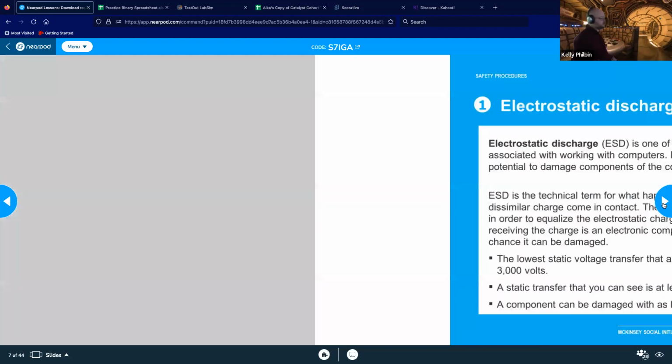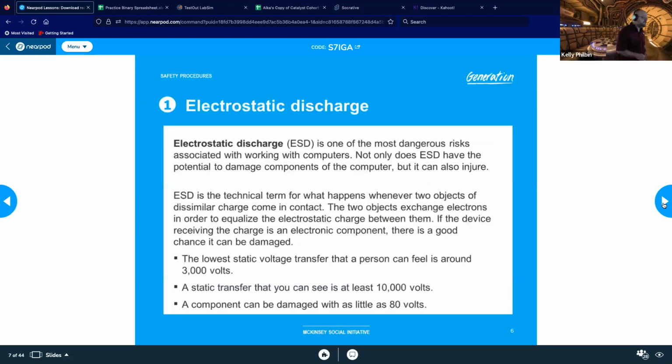So first up would be our ESD, electrostatic discharge. As a reminder, the lowest static volt that a human can feel is somewhere around 3,000 volts. A computer can be damaged by as few as 80 to 100 volts. You can ruin a computer with that. So we need to be aware of it.